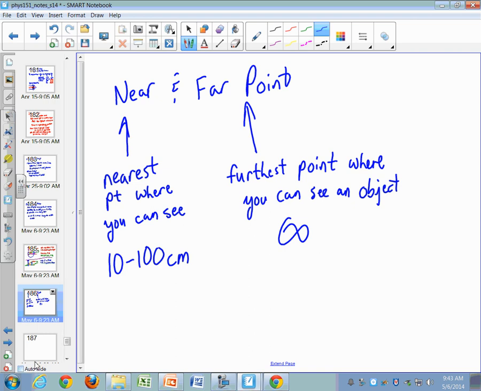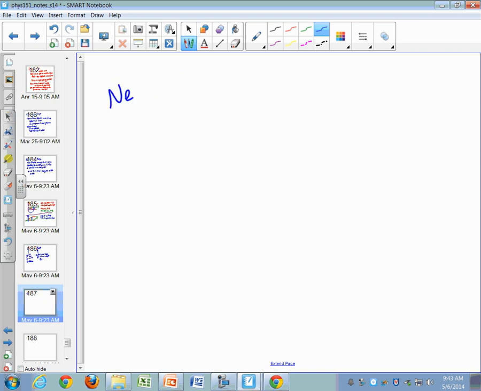This comes up when we're talking about problems with the eye, nearsightedness and farsightedness. Because that's how we'll characterize these things. Nearsightedness. In this case, the image forms in front of the retina.